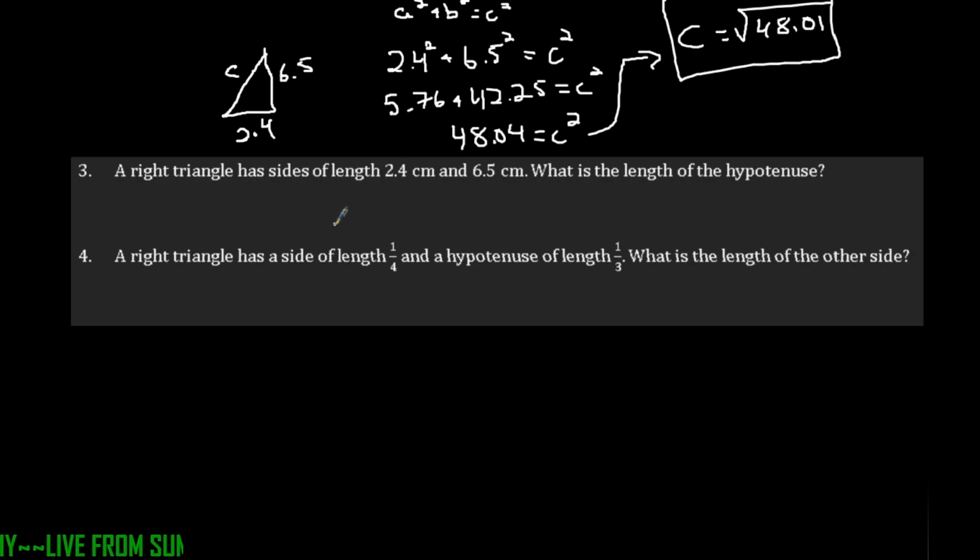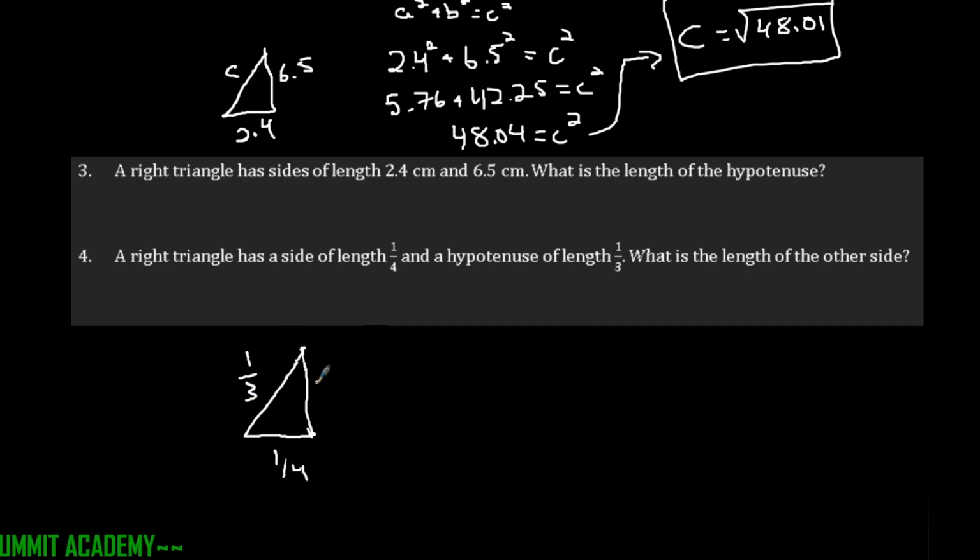Same idea for number 4. I can draw out my square. Let's try that out again. A little bit better. This time it gives us the hypotenuse, which is 1/3, and it gives us a leg, which is 1/4, and we're solving for an unknown side length. So that can be A, that can be B, either one works. Make sure you plug in your values. So we're going to say A squared, B squared, C squared. So we have 1/4 squared plus B squared equals 1/3 squared.